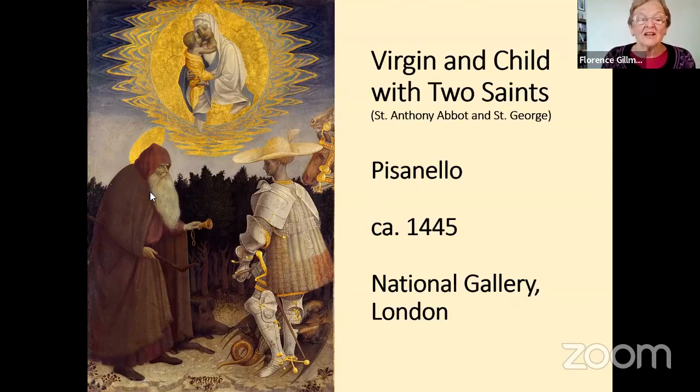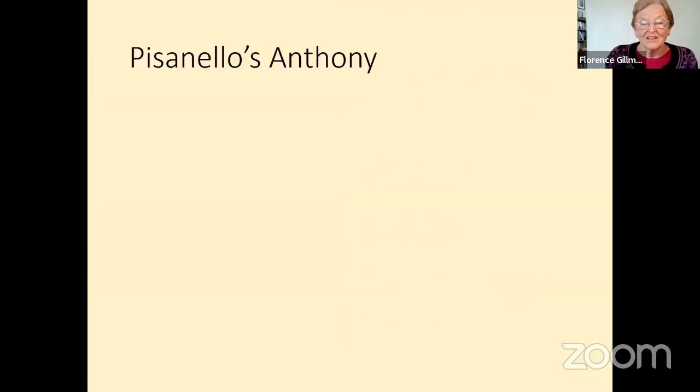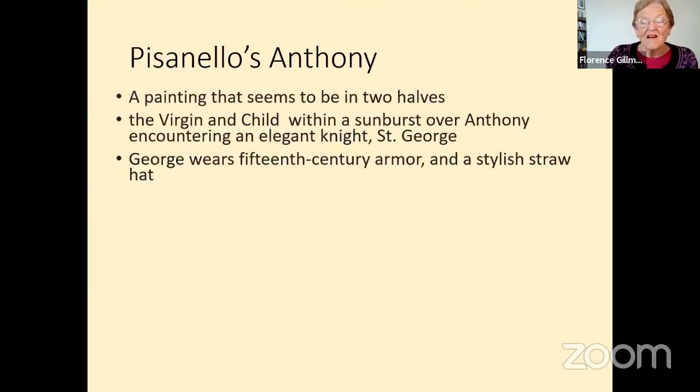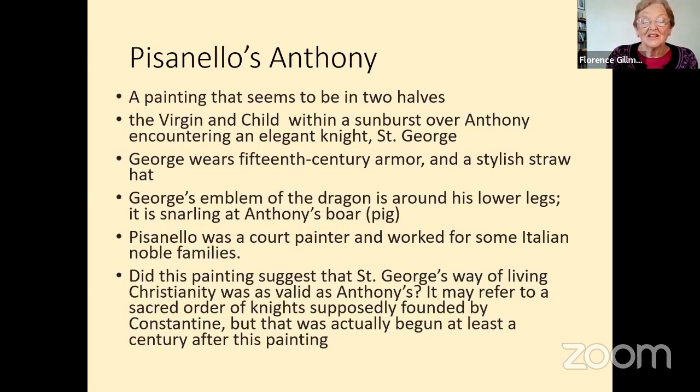Okay, you look at the Hermit as opposed to the very socially involved St. George. You look at the man dressed in poor, raggedy clothing, and St. George dressed like a rich knight. And I think you're left with a big question, and that is, as I put it here at the end, did this painting suggest that St. George's way of living Christianity was as valid as Anthony's?